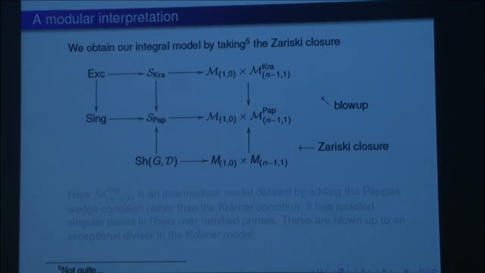So now to get our integral model, what we're going to do is take the Zariski closure. So you see what I've done now is inside of this, I'm getting a feeble dot here anyway. So you see the Shimura variety is sitting inside of this product of these moduli spaces. And see if I have another pointer here.